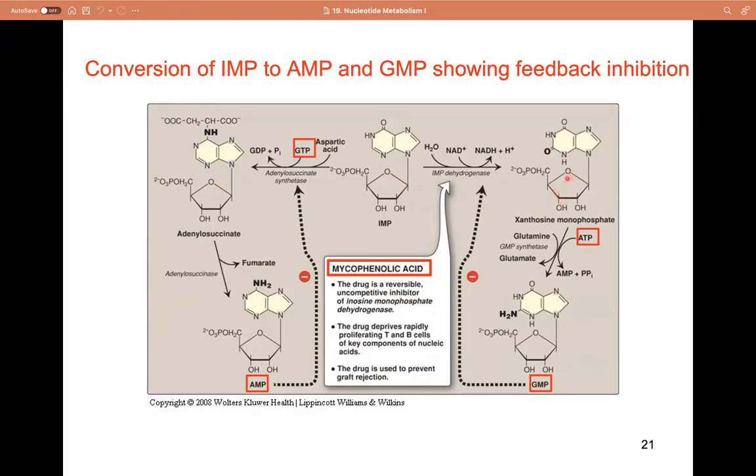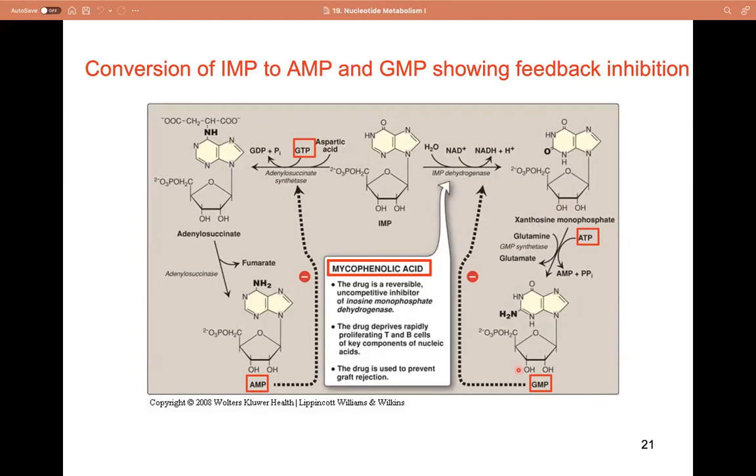Okay, now what actually happens? The first reaction in each of these pathways is inhibited by the end product of this pathway. So for example, IMP being converted to AMP is inhibited by AMP itself. IMP being converted to GMP is inhibited by GMP itself. What does this do? This essentially means that no excess of AMP or GMP is going to be produced.